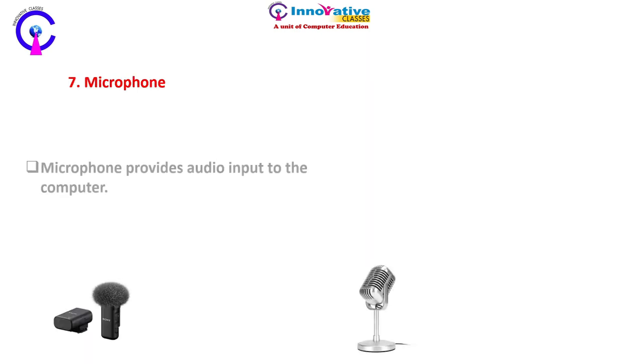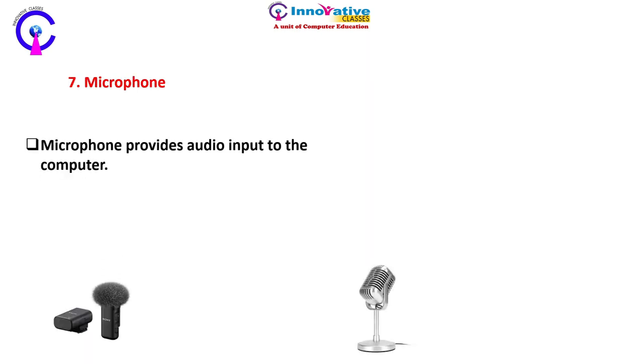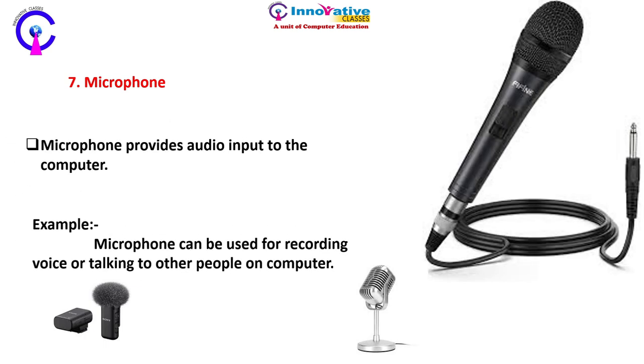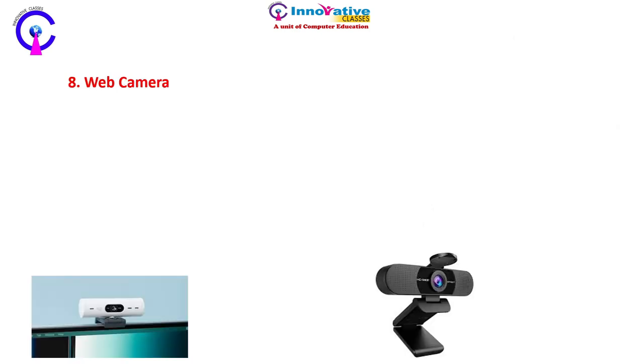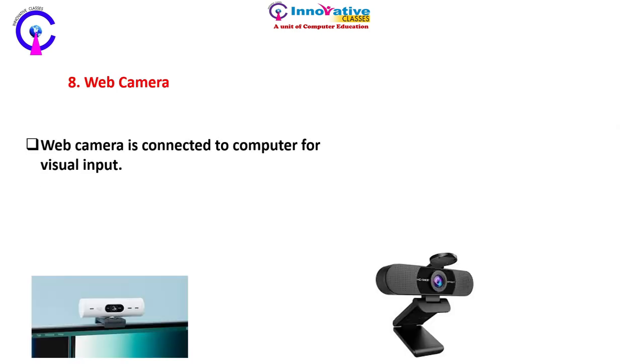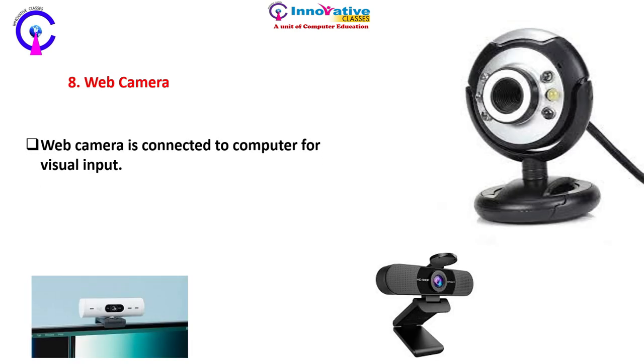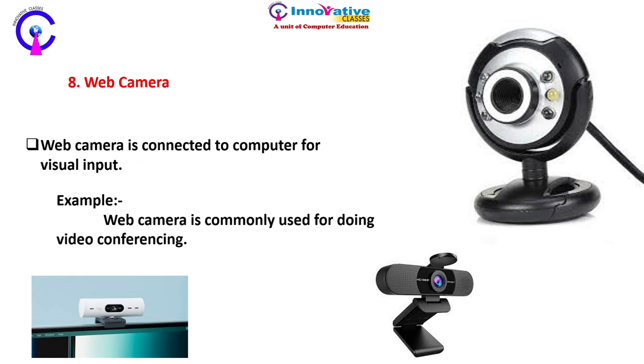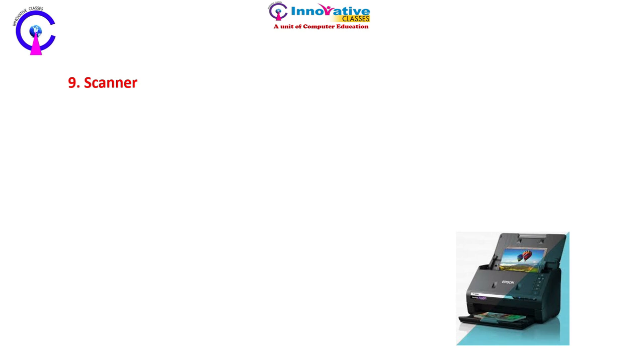7. Microphone. Microphone provides audio input to the computer. Example. Microphone can be used for recording voice or talking to other people on computer. 8. Web camera. Web camera is connected to computer for visual input. Example. Web camera is commonly used for doing video conferencing.